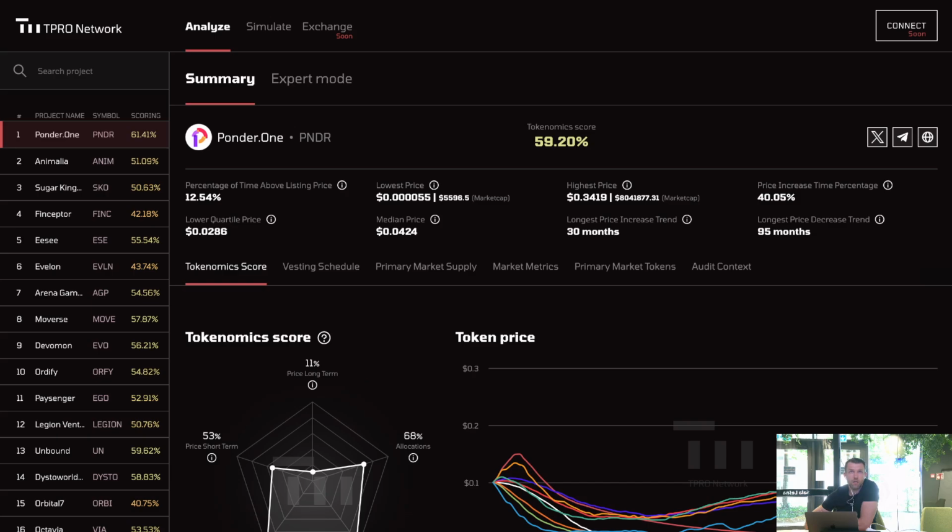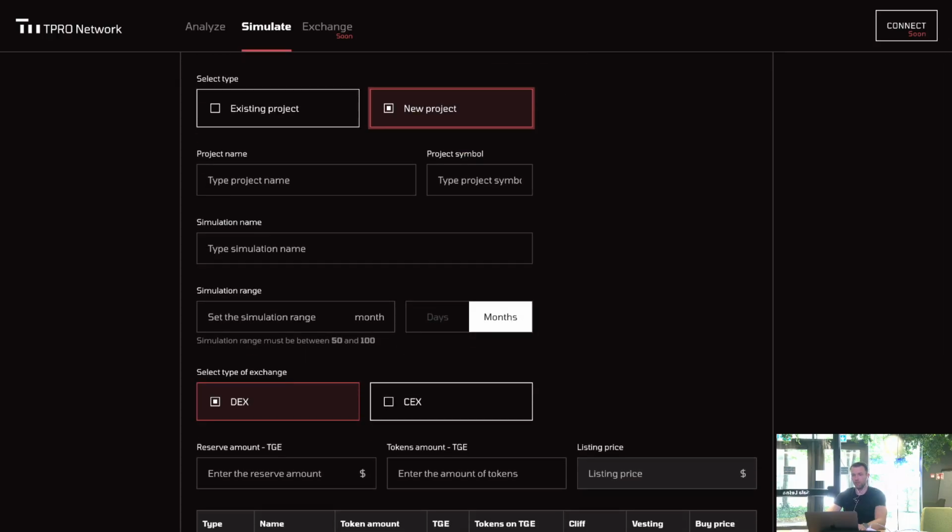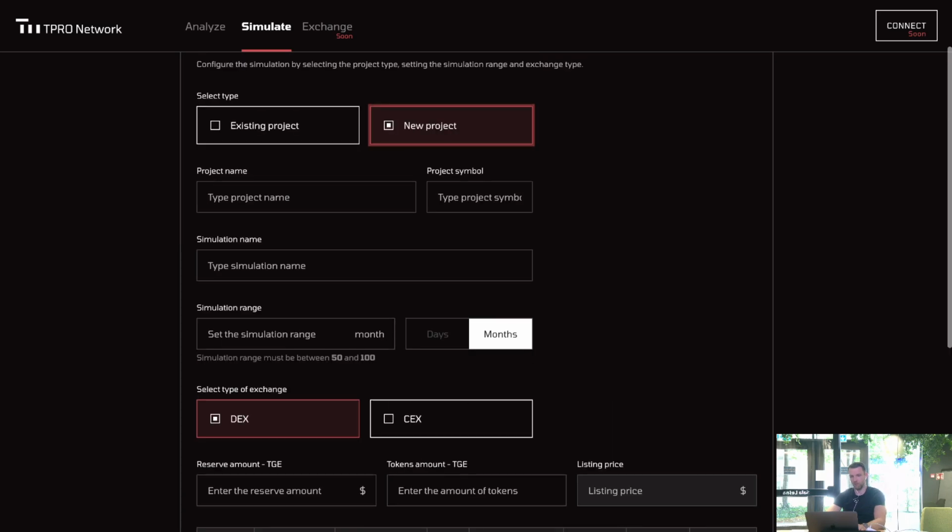And another question: how can projects themselves benefit from using the platform? There are a couple of ways. The first one depends on your stage. If you don't have your project listed yet, then you can just go to the simulation form as I showed and set up, let me go through this use case. We can go to the simulation form, click new project, and then let me do it quickly.